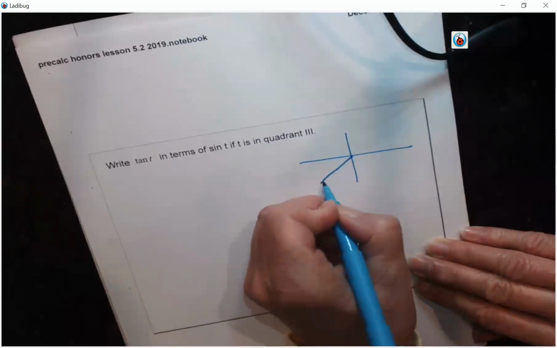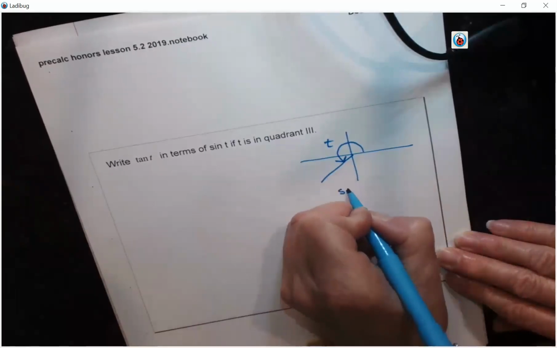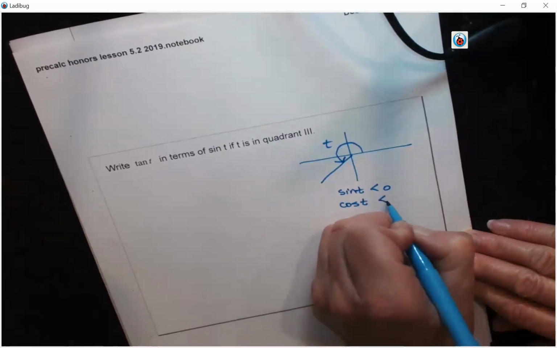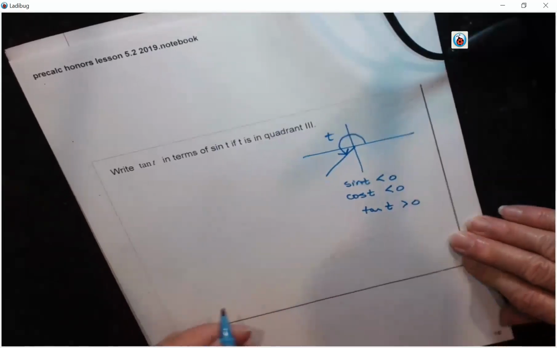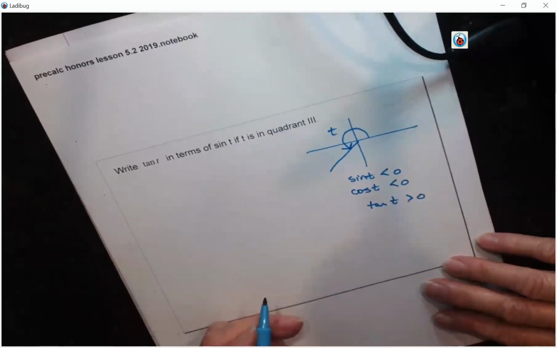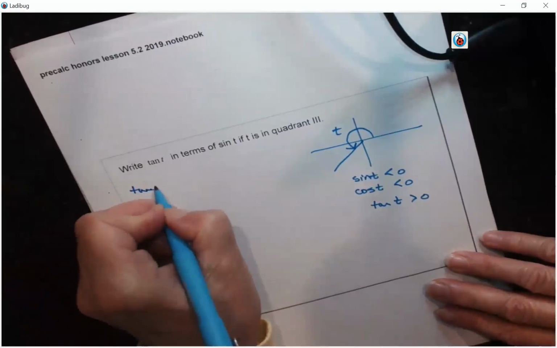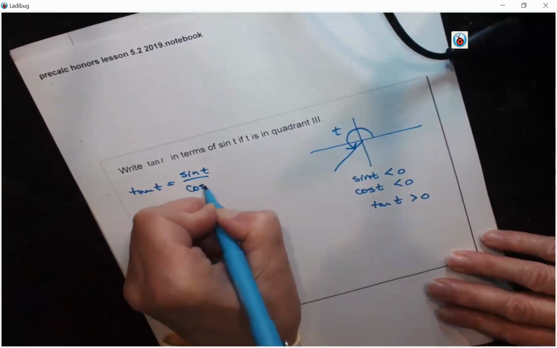All right, one more example and then we're done. Write tangent t in terms of sine of t if t is in quadrant number 3. So that means t is over here. And we expect sine of t to be less than 0. We expect cosine of t to be less than 0. We expect tangent of t to be positive. Okay, so let's sort this out. I know that tangent t is equal to the sine of t over the cosine of t.